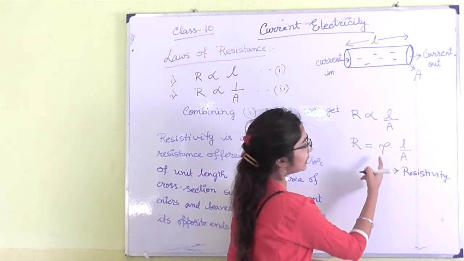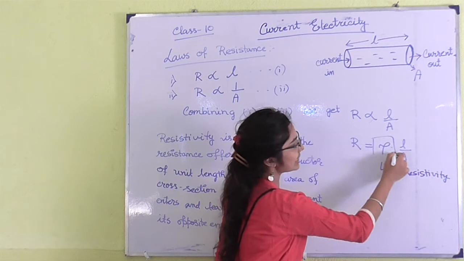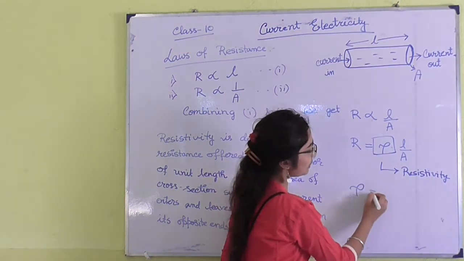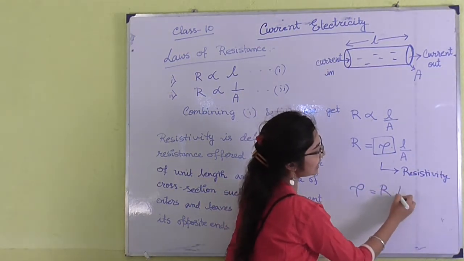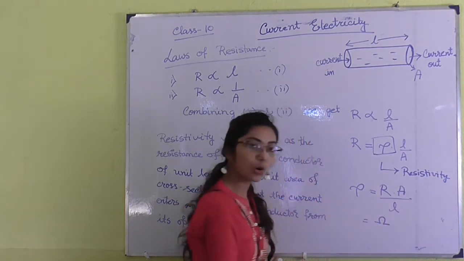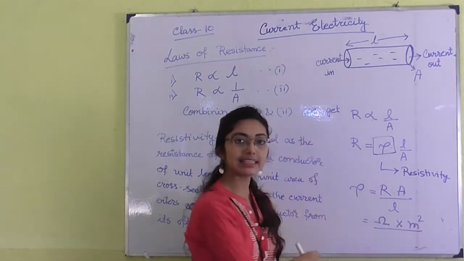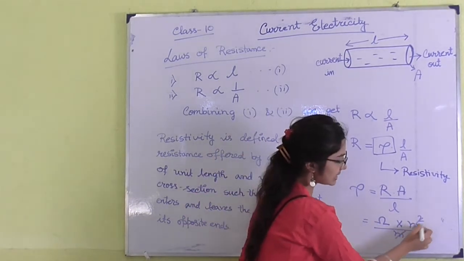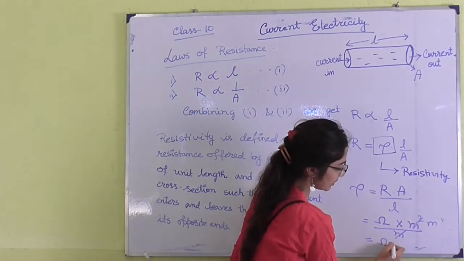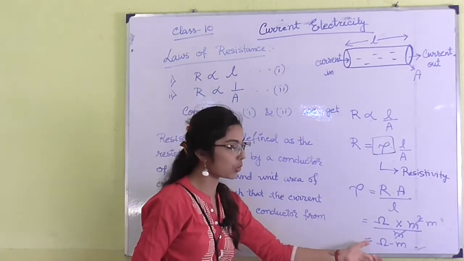So what is the unit of rho? Rho is the physical quantity, that is resistivity. Unit of rho is actually R into A divided by L. The SI unit of R is ohm, SI unit of A is meter square and SI unit of length is meter. So cancelling, we get rho is equal to ohm meter. This is the unit of resistivity, that is ohm meter.